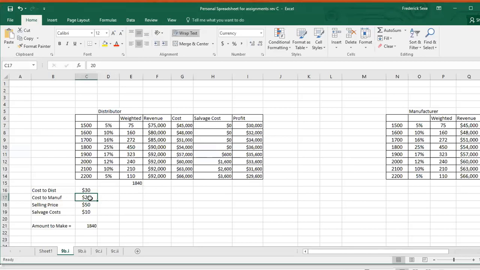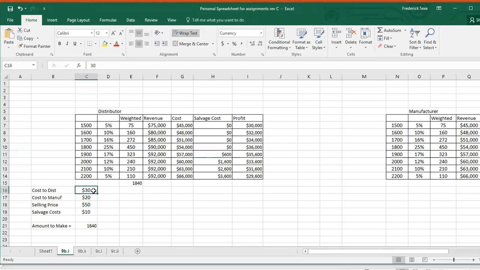Now the cost to the manufacturer won't change because that's what he pays his suppliers. Selling price $50 won't change. Salvage costs won't change either. So the manufacturer can change the price to the distributor to try to see a price point in which we can get the distributor to buy more product.